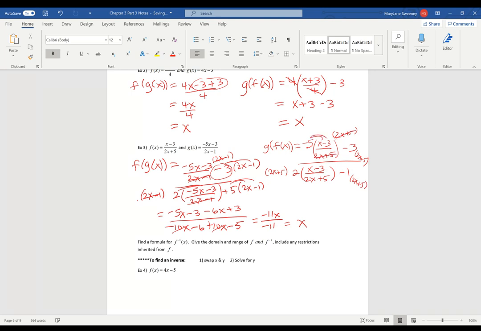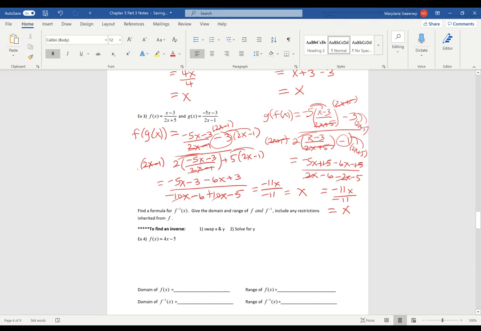So those cancel. I distribute the negative 5. Here I distribute the negative 3. So that's negative 6x minus 15. Here I distribute the 2, 2x minus 6. Here I distribute the negative 1. So negative 2x minus 5. So I get a negative 11x on the top, a negative 11 on the bottom, so that's x.